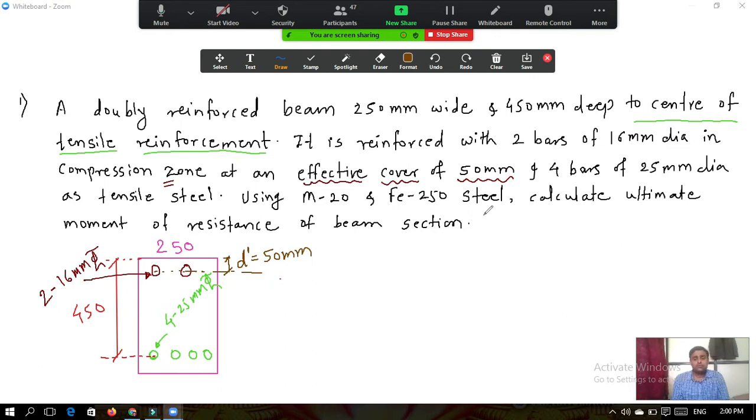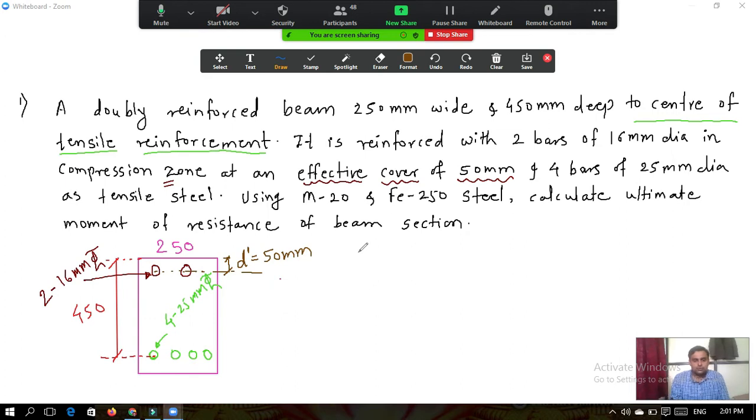And now we want to calculate the ultimate moment of resistance. That we need to calculate, the ultimate moment. Okay, so this is the given problem. Now we will start solving it. First of all, we will calculate the area of steel in compression zone and the area of steel in tension zone. I have shown already in the figure what is given and what to calculate, so we will directly start the problem.